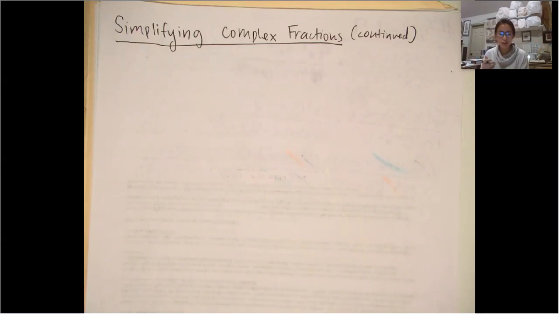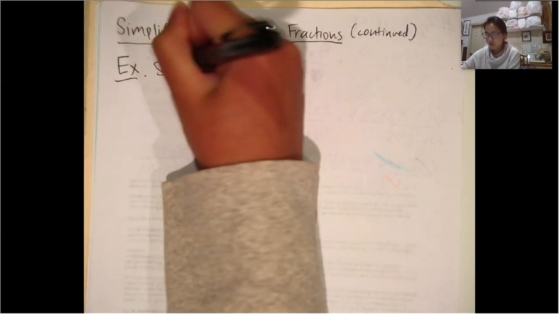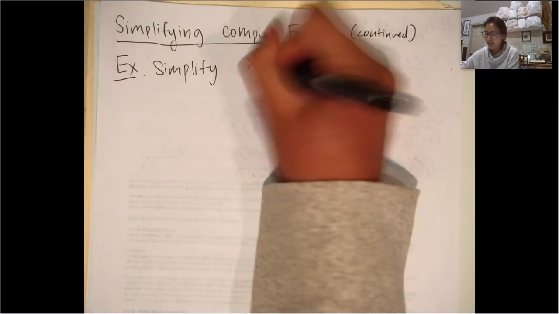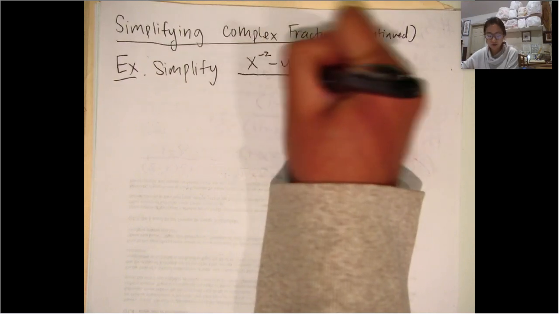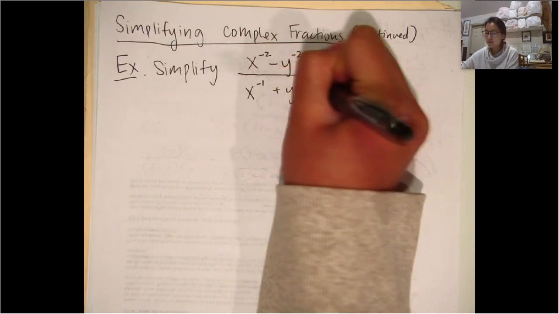So we're going to go ahead and go over one more example of simplifying complex fractions. So we are going to simplify x to the negative 2 minus y to the negative 2 all over x to the negative 1 plus y to the negative 1.